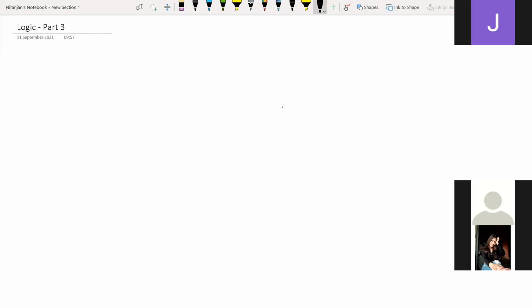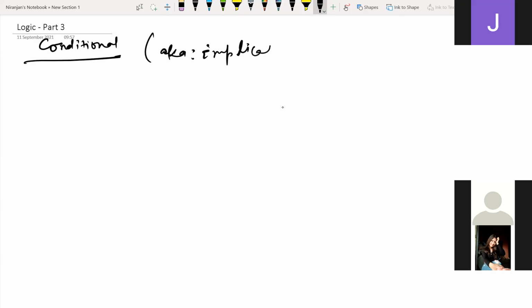So conditional and biconditional statements remain. I'm going to talk about conditional first. So conditional actually means implication. Now, what does it mean? What do you think this is? So when you have a statement P, this implies Q.